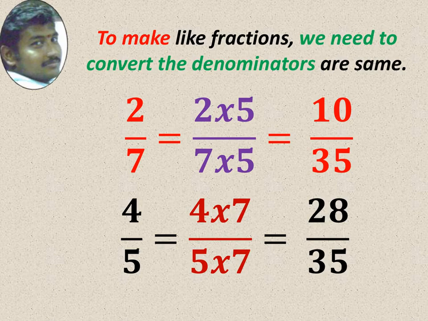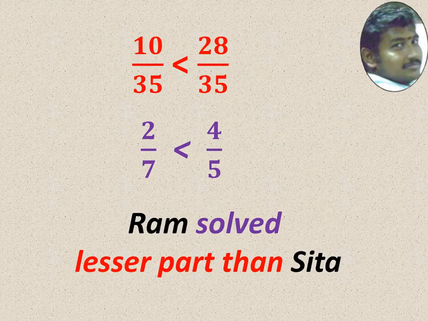Easily now we can compare which is greater. 28 by 35 is greater. So 2 by 7 is smaller. 2 by 7 was solved by Ram. So Ram solved a lesser part than Sita. Isn't it? 2 by 7 is lesser than 4 by 5. Ram solved a lesser part than Sita. Hope you understand how to solve it.